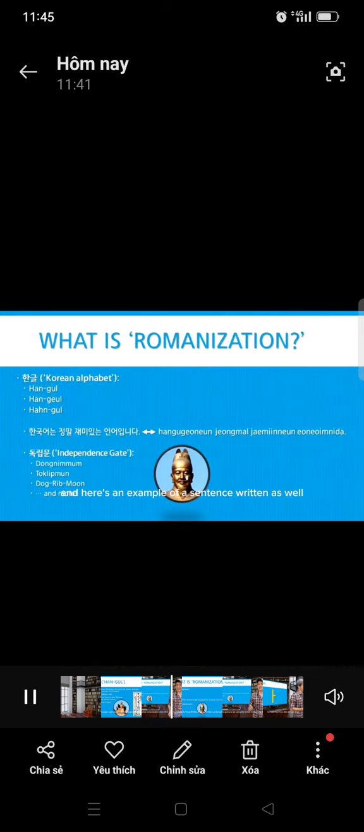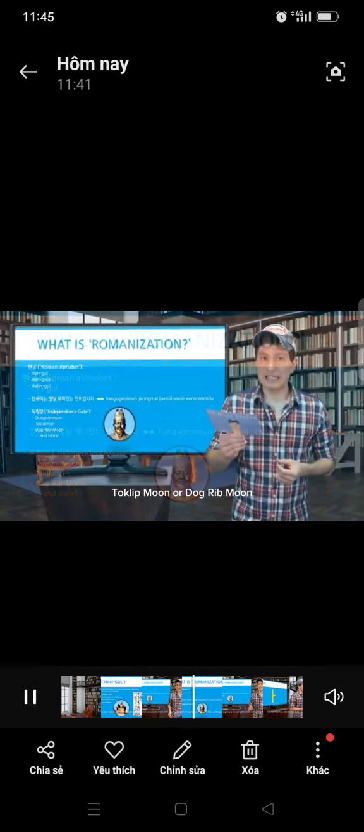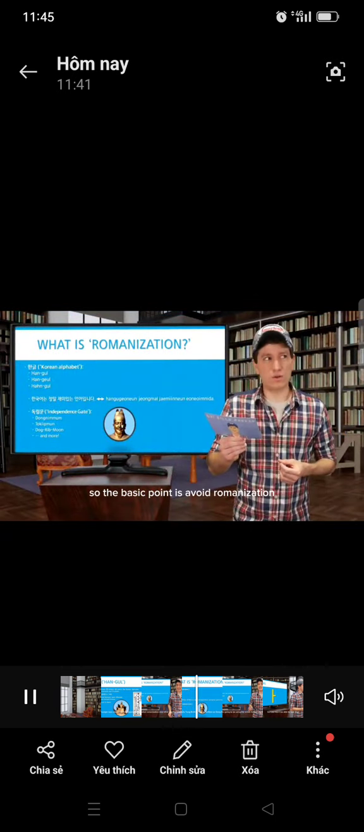And here's an example of a sentence. 한국은 정말 재미있는 언어입니다. Written as, well, let's see if you can read that. And finally, Tony Moon can be written in several different ways. And there are more. So the basic point is avoid romanization.